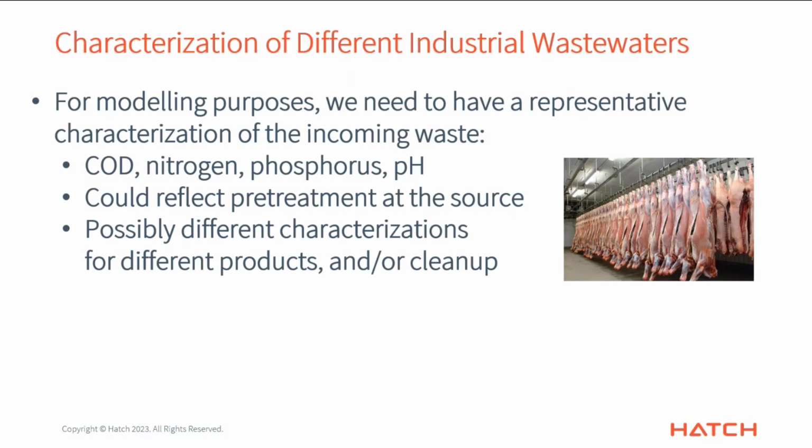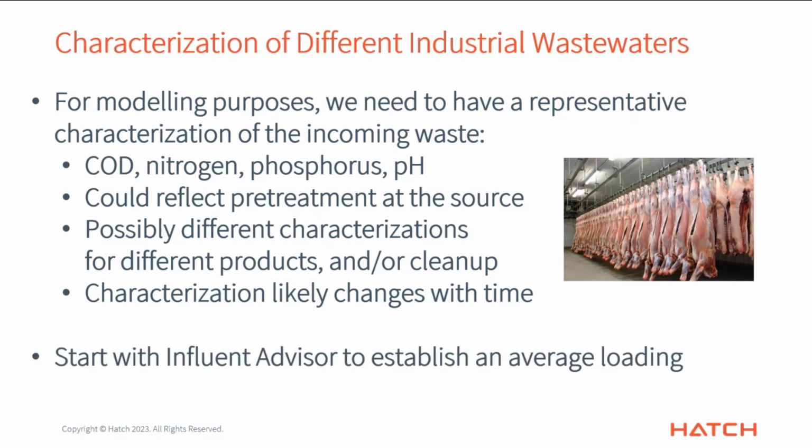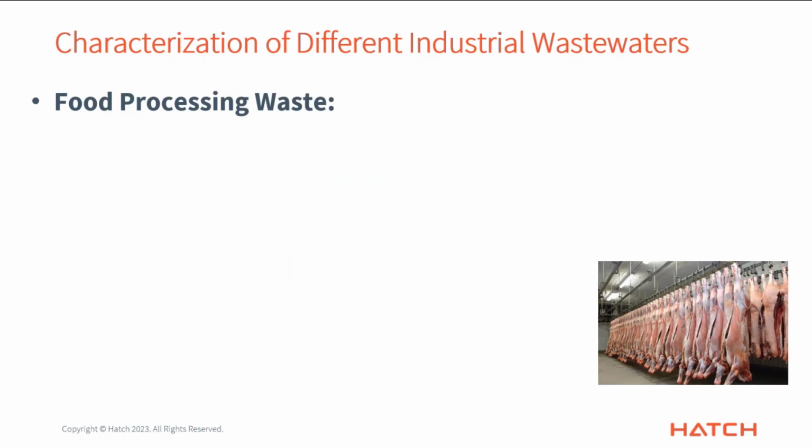So there is, as I mentioned earlier, possibly many different characterizations depending on what they're making. As I mentioned, you might get something different for pasta than you would for rice products, and also what's going on during the cleanup time. So all of these things add together, so your characterization of that waste coming in likely does change over time. So in GPS-X, the place to start is with whatever data you know. Let's put it into the Influent Advisor tool in GPS-X and establish an average loading. And I'm going to come back to that and show you a demonstration of doing a typical one in a moment.